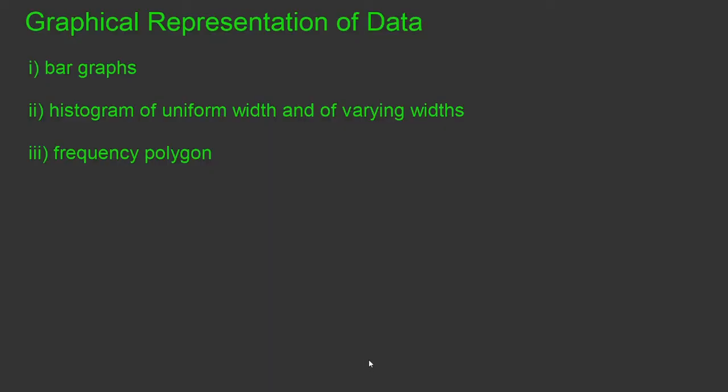We already discussed two tabular forms of representation of data, namely frequency distribution and grouped frequency distribution tables. In this video, we are going to study graphical representation of data, namely bar graphs, histogram of uniform width and of varying width, and frequency polygon. Bar graphs.